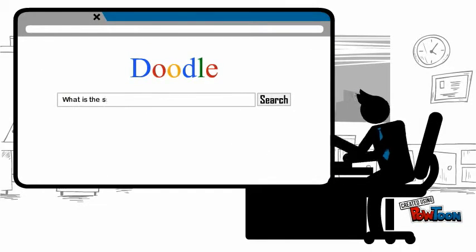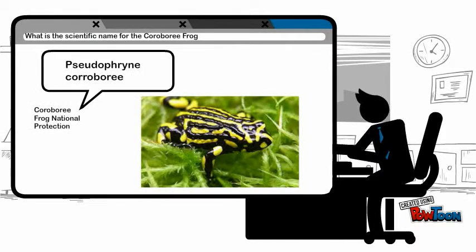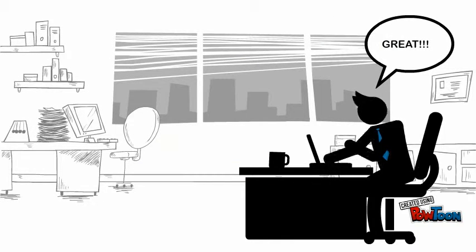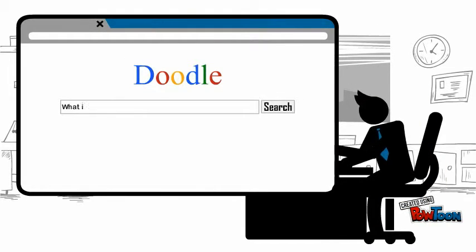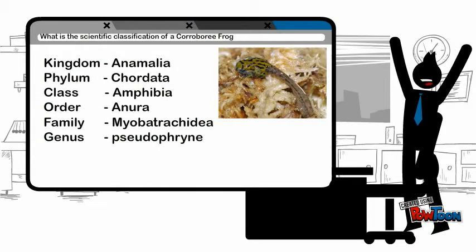What is the scientific name for the Corroboree frog? Pseudophryne corroboree. Great. What is the scientific classification of a Corroboree frog? Animalia, Chordata, Amphibia, Anura, Myobatrachidae, and Pseudophryne.